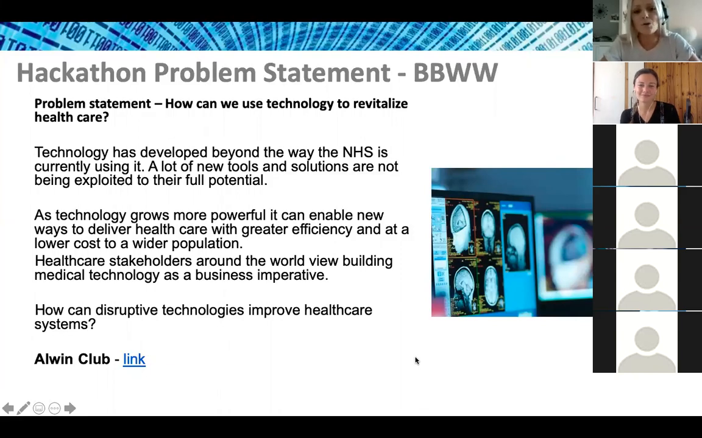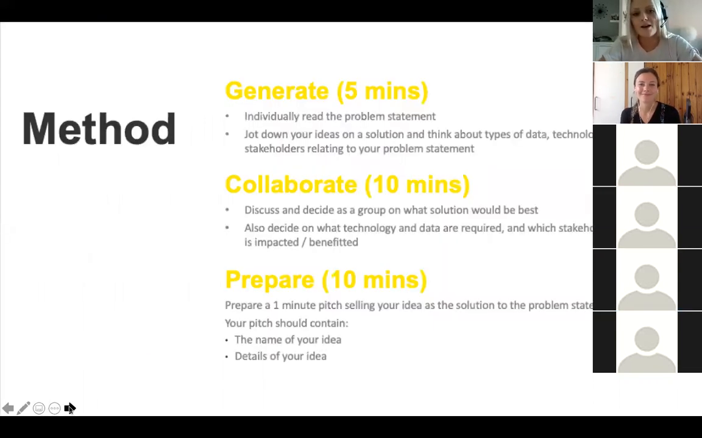But what could we implement, and what could the NHS use to make our NHS more effective and easier for our users to use, essentially? So I've got a method on here that we can all use, and it breaks down the time that we have together. Hopefully you can see that. I'm just going to drag off something on my screen.